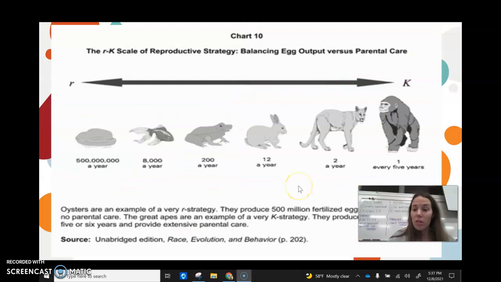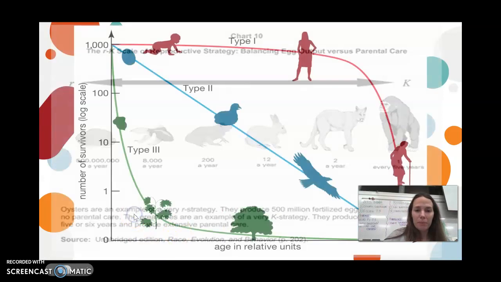Okay, so it's a spectrum, right? We can say definitely K versus R. Some of them fall in the middle. They're not as K-selected, but they're still K-selected species.